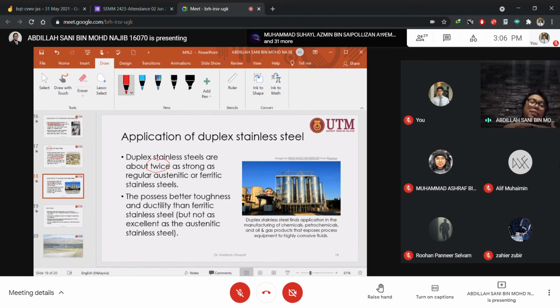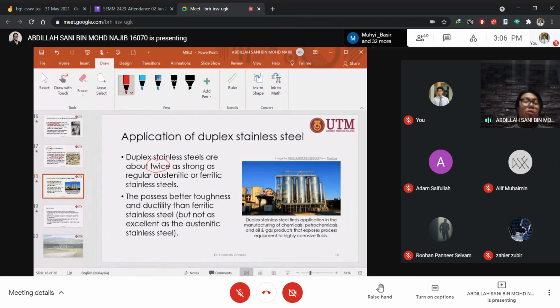Why? Because it has the alternating phases, so it has more hindrance for the dislocation to move, right? If you have higher interface, then you have higher strength. Okay, they possess better toughness and ductility than ferritic stainless steel, but not as excellent as austenitic stainless steel.